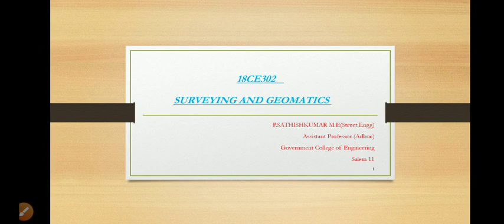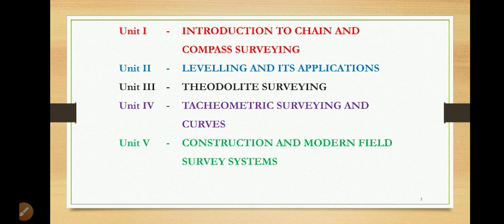Let's discuss surveying and geometry. In this subject, we are going to discuss 5 units. In the first unit, the introduction to chain survey and compass survey. Chain survey is used to measure linear measurements, and compass surveying is used to measure angular measurements. Both are simple and easy methods to measure area and linear measurements.